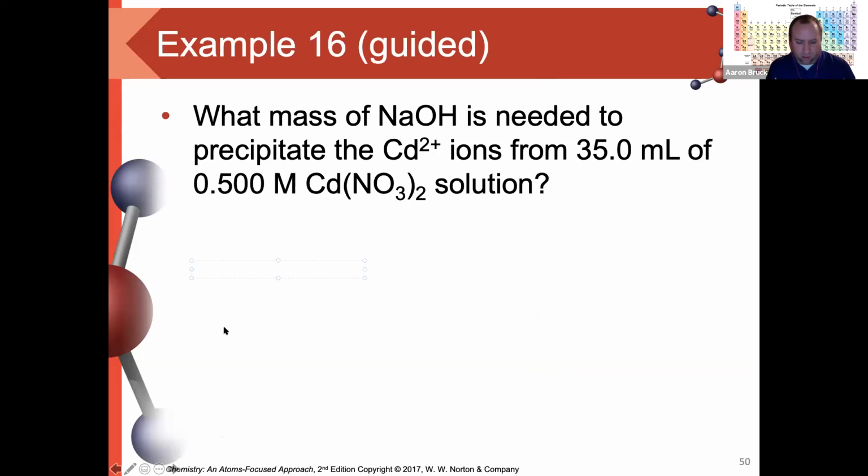So we have 35.0 milliliters of cadmium 2 nitrate solution. Again, what we're going to need is a balanced equation between the two. Before we get too far ahead of ourselves, we've got to get that balanced equation in. Cadmium 2 nitrate plus sodium hydroxide is going to lead us to cadmium 2 hydroxide and sodium nitrate.